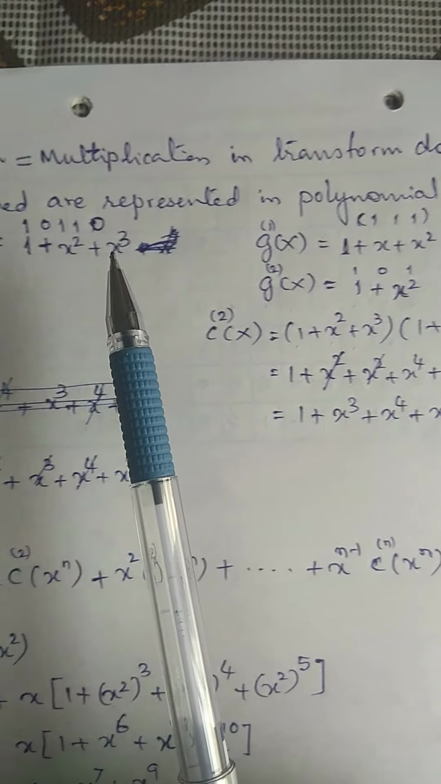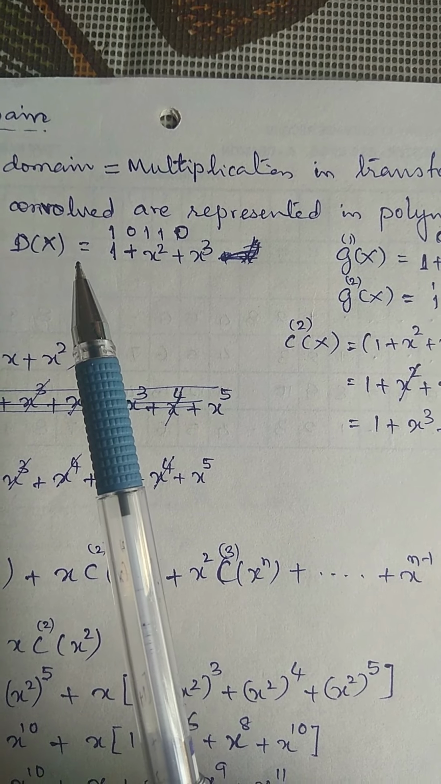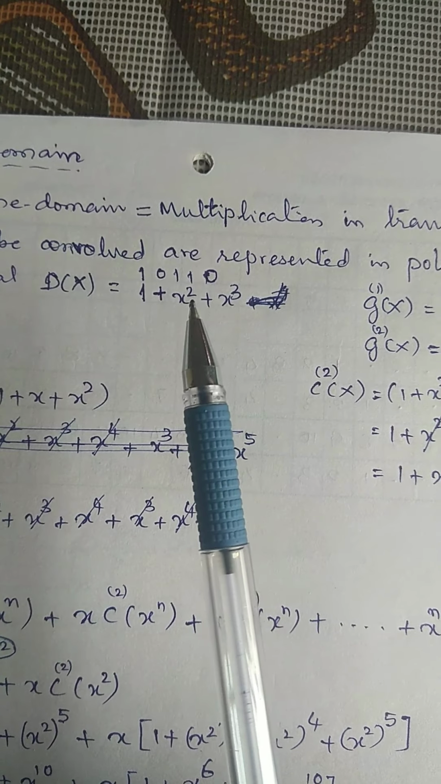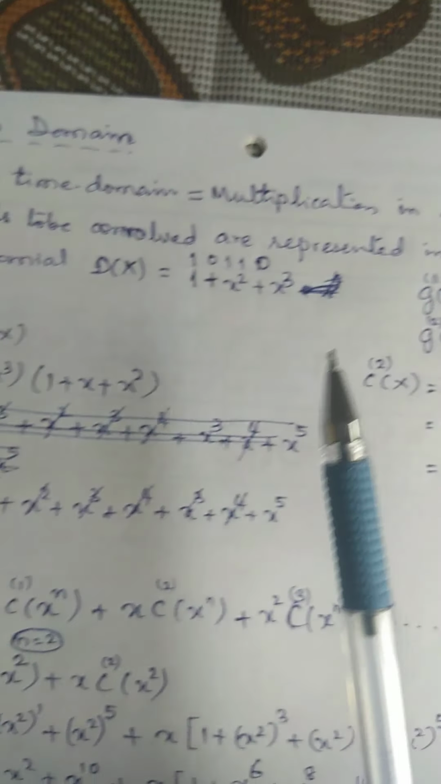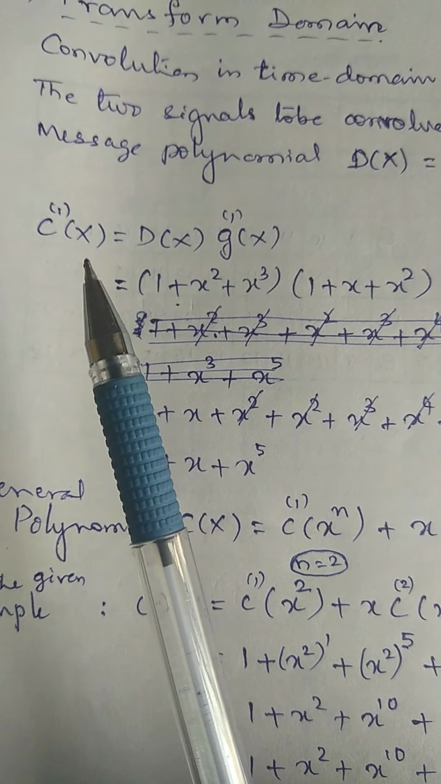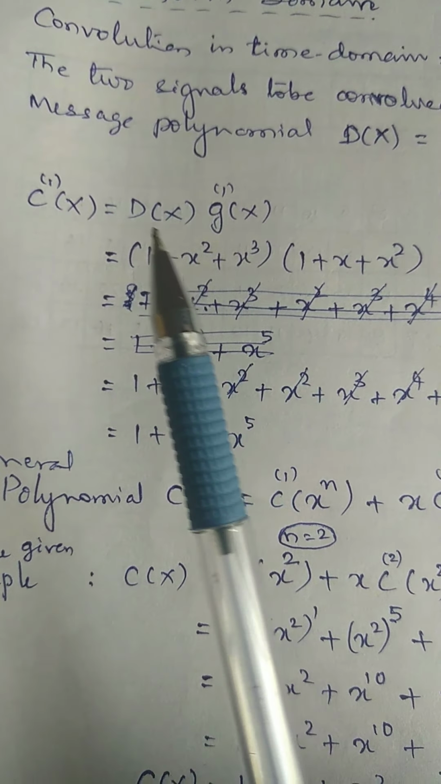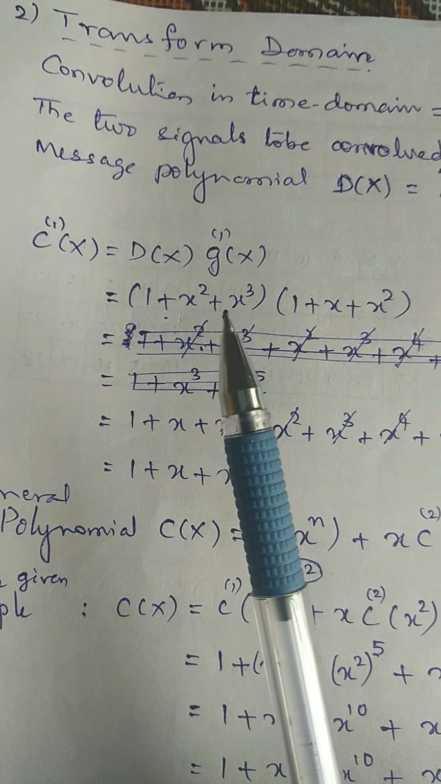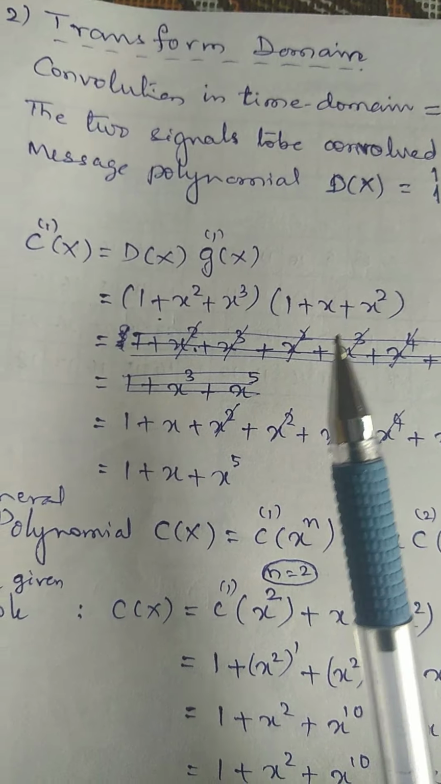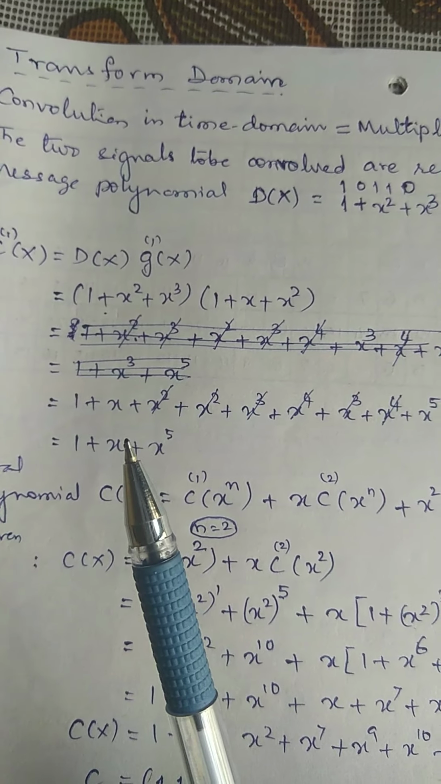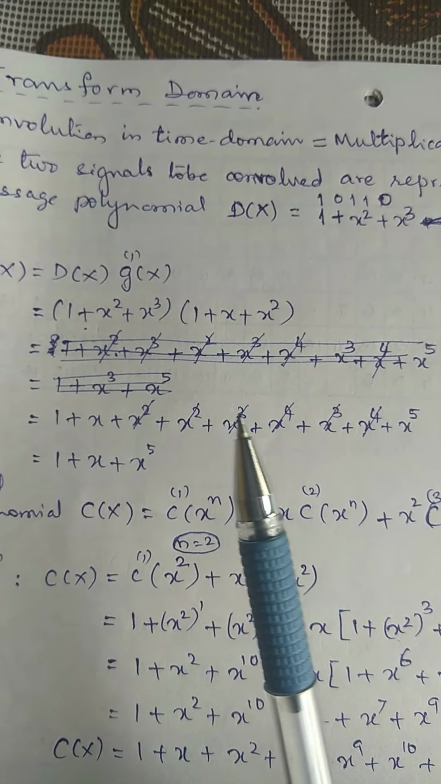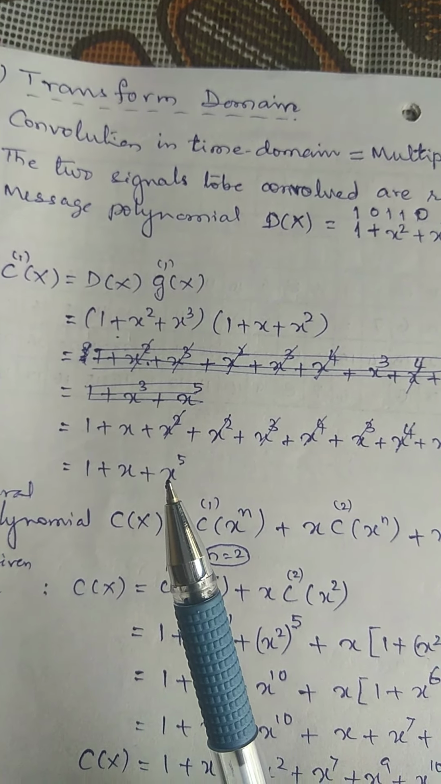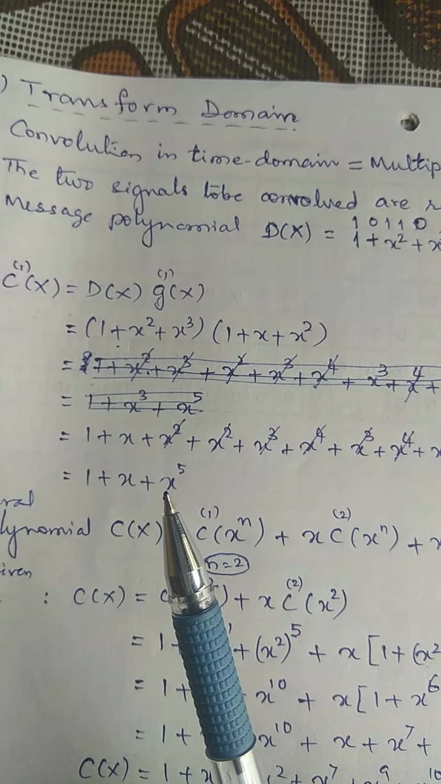And we have to perform the convolution of d of x and g of x in the transform domain. Convolution in the transform domain is simply multiplication of d of x and g1 of x. So the first bit stream of the convolution code is simply the multiplication of the message polynomial with the generator polynomial. If you multiply and cancel with the modulo 2 addition concept, what we arrive at is 1 plus x5. This is the first output of the convolution code.